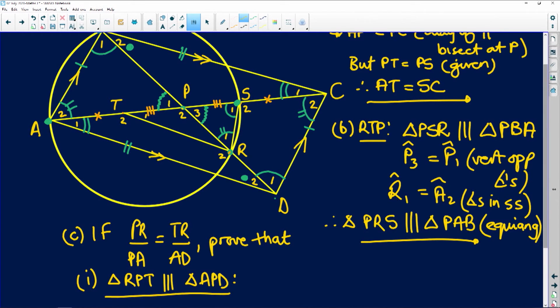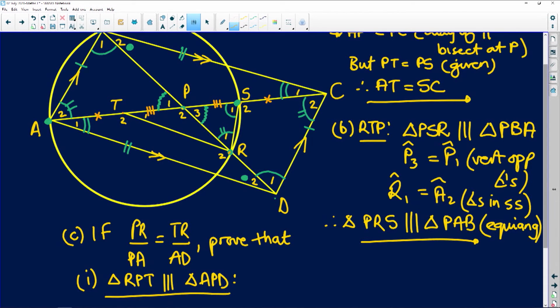Okay, that's the first thing we need to prove. But the information they gave us is what's important. They said that PR over PA is equal to TR over AD. Let's locate that in our diagram. Where's PR? PR lies over here. PR is right there.